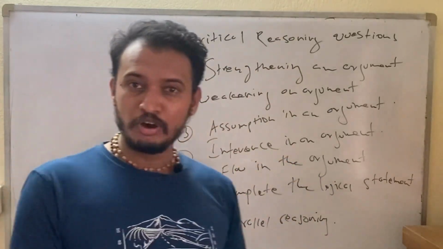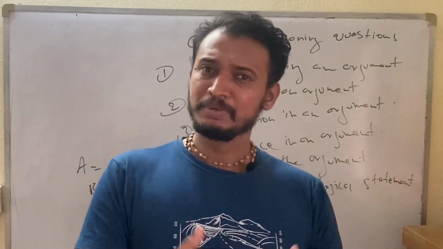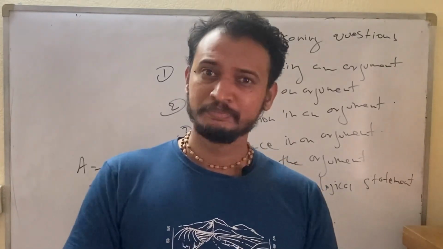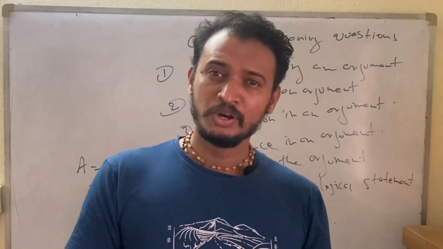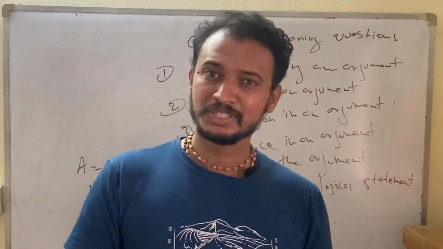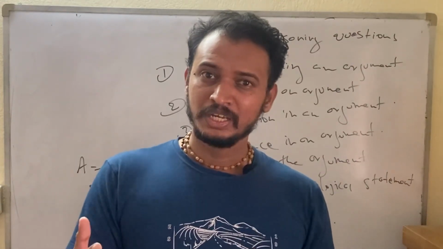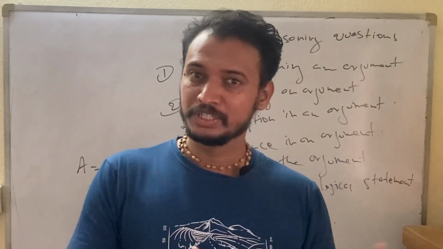And next is finding a flaw. Flaw is like the mistake that is made. There are mistakes of various kinds, like making a broader generalization, or mistaking a correlation for a causation, or mistaking a necessary condition for a sufficient condition. If you look at our other video, we have detailed it. Maybe you can check there.